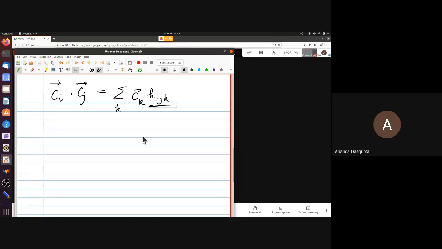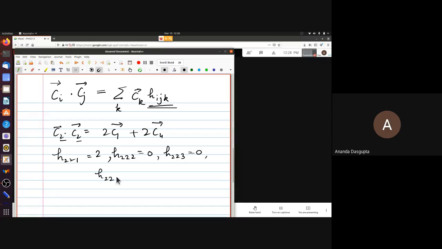That's the claim. You saw that right now we did C2 dot C2 and found out that the result is 2C1 plus 2C4. So that of course tells me that h22,1 is 2, h22,2 is 0, h22,3 is 0, h22,4 is 2, and h22,5 is 0. So this is how you find out this small h, the class constants.